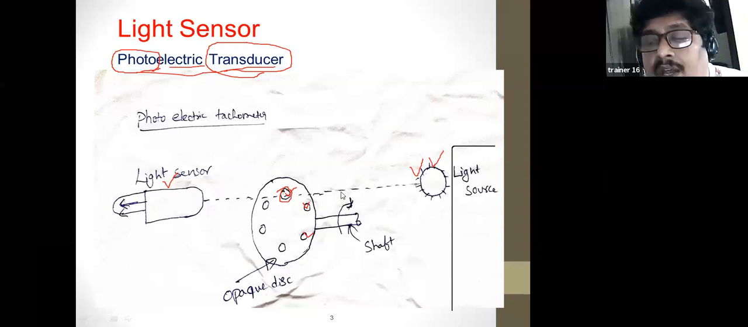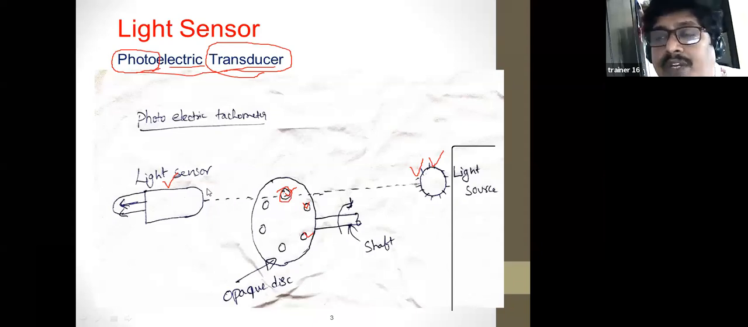On the two other sides, the light source and the light sensor are there. These two are in an inline arrangement. When light is incident, automatically it passes. The shaft is rotating, the disc is also rotating, and this light passes through the circular hole and is received by the light sensor, that is the photo tube.